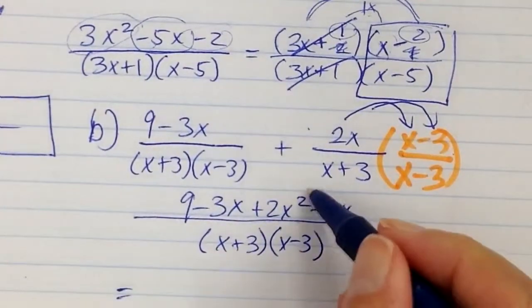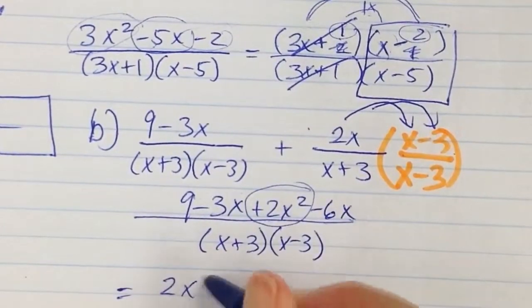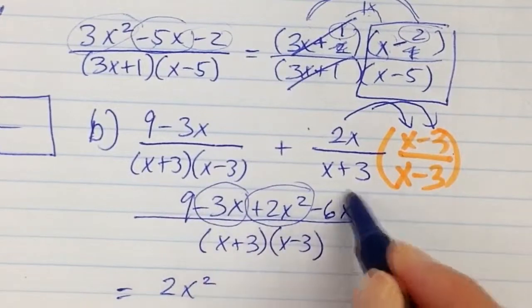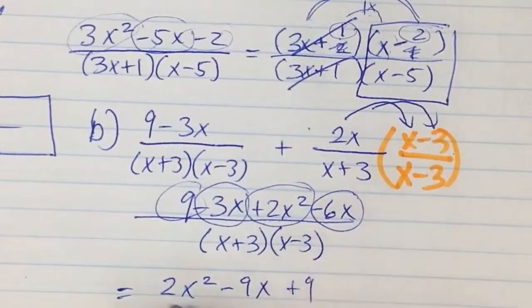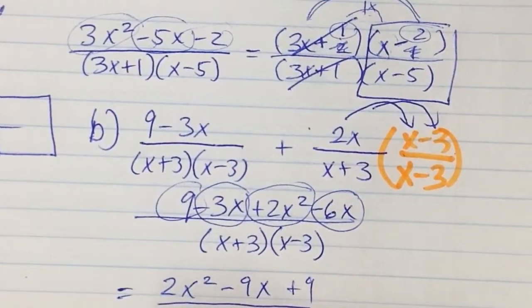Let's combine some like terms here. Let's put the 2x squared first, and then negative 3x minus 6x is minus 9x, and then plus 9, all over x plus 3 times x minus 3.